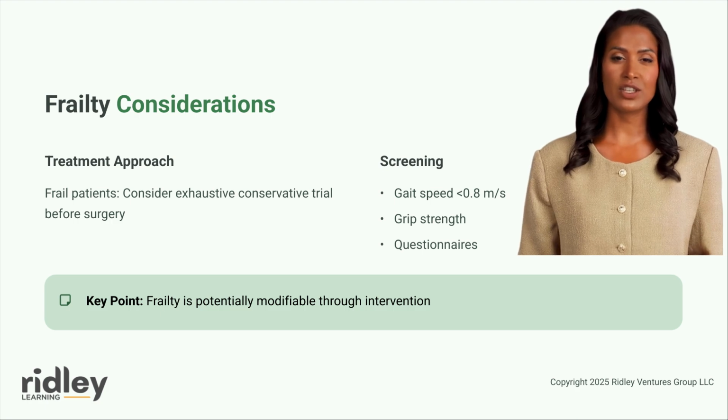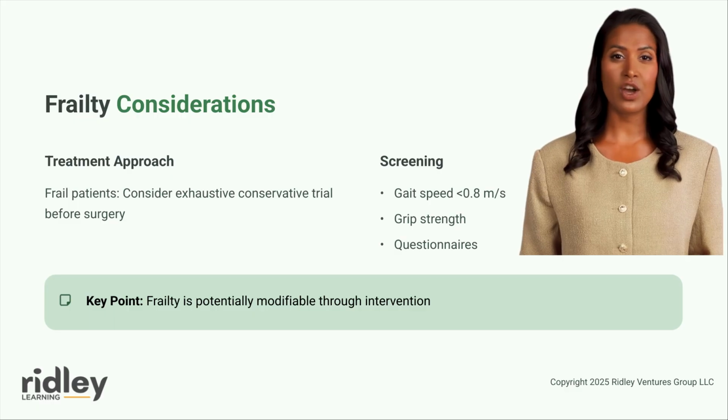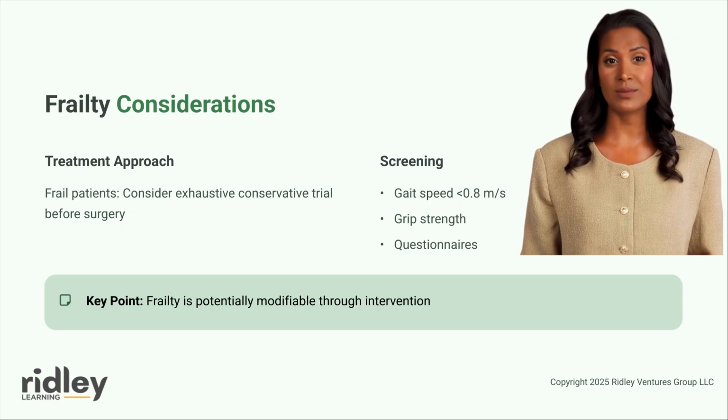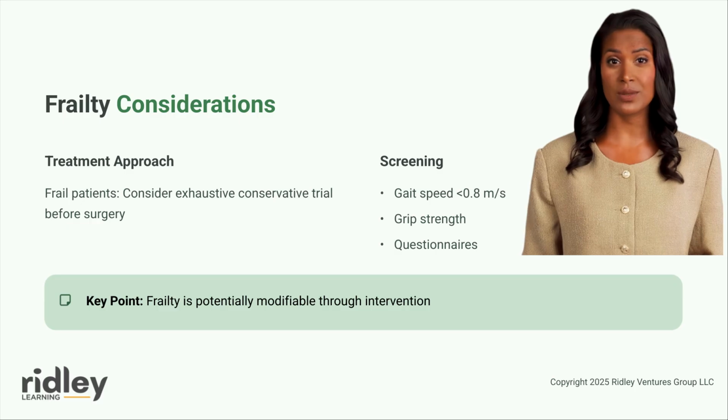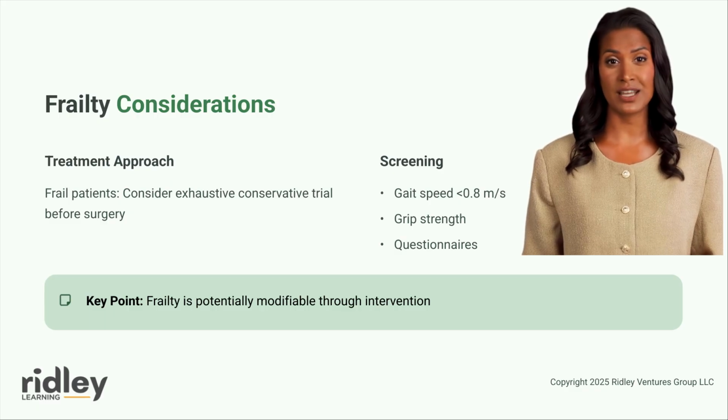The impact of frailty on surgical outcomes has been documented in recent research. Sugimoto and colleagues found that frail patients undergoing surgery for lumbar spinal stenosis demonstrated worse postoperative outcomes compared to non-frail patients, though the difference was attributable primarily to worse baseline status rather than differential response to intervention. This finding has important implications for treatment selection.